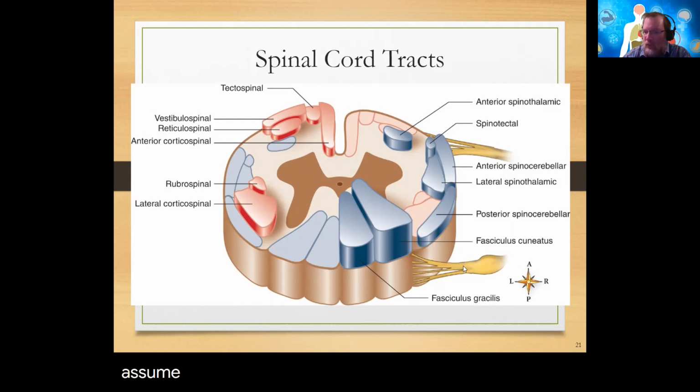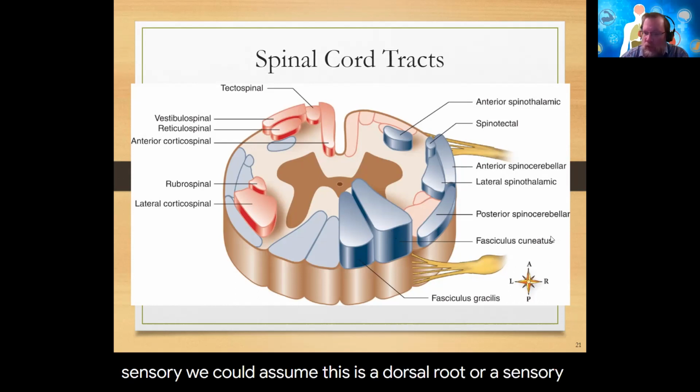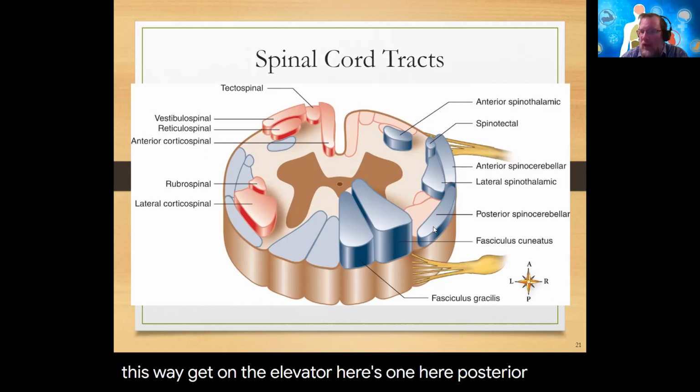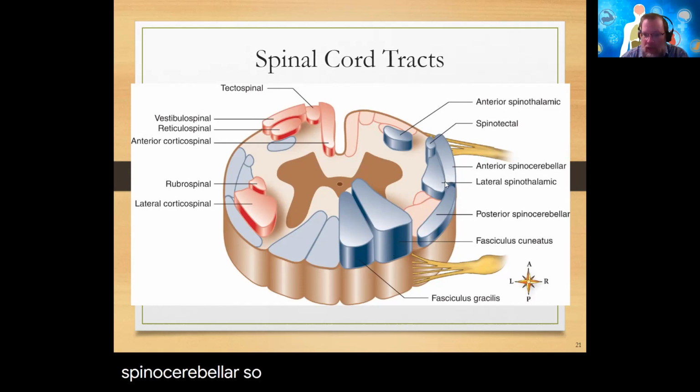So we could assume that if these are, for the most part, all sensory, this is a dorsal root or a sensory root. It's coming in the back. So sensory impulses come in this way, get on the elevator. Here's one here, posterior spinocerebellar. So spinothalamic, spino. These two don't have anything in them. So if all else fails, you do know that all the descendings have spinal at the end.